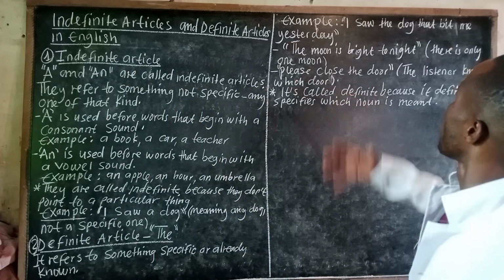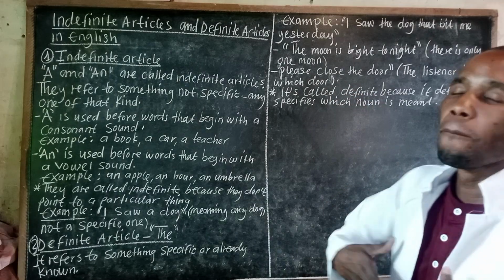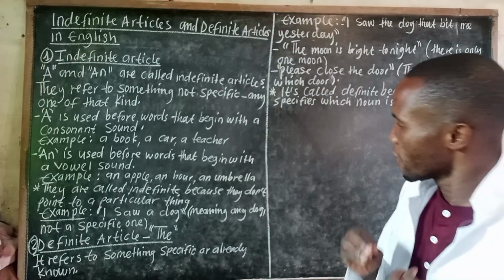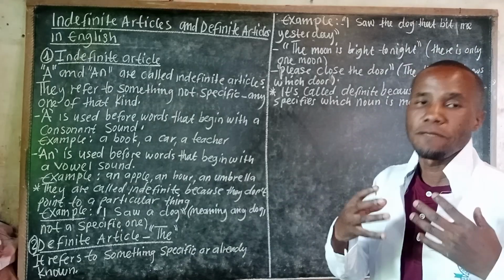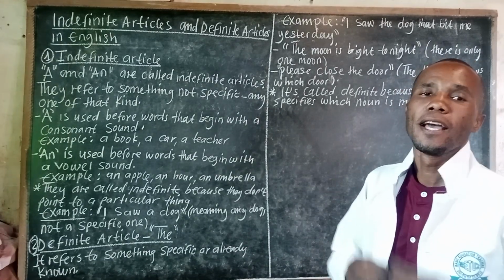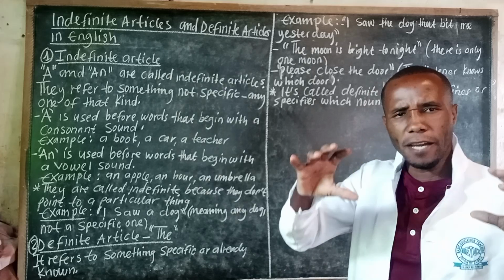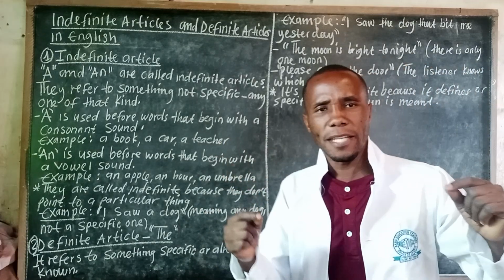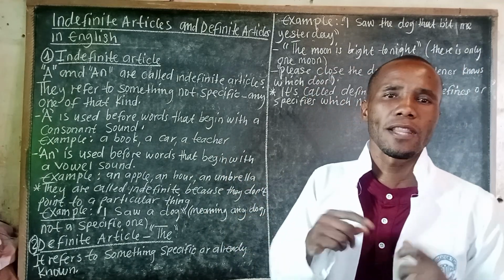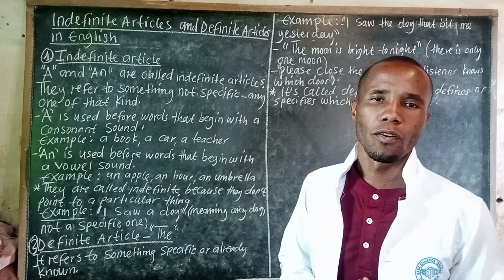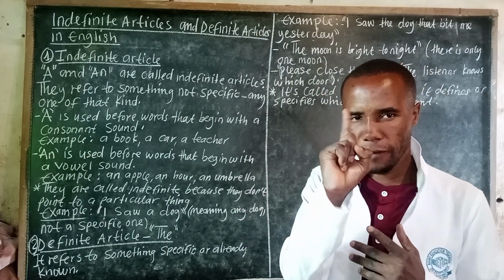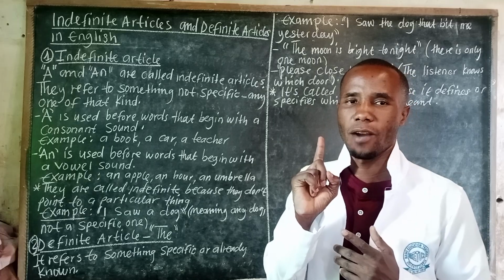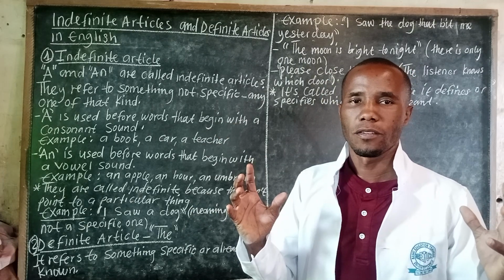Okay, so for example: I saw the dog that bit me yesterday. You have seen the difference in that sentence? I saw the dog that bit me yesterday. So now you have specified. Quite all right, there are a lot of dogs, but the dog that I saw is the one that bit me yesterday. So there you are supposed to use the. You have specified one dog amongst all.